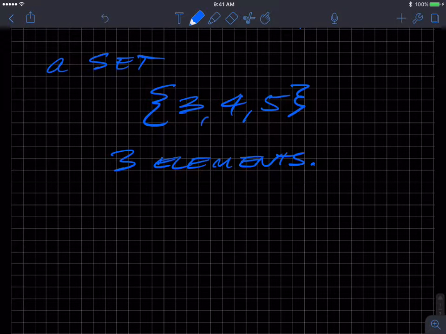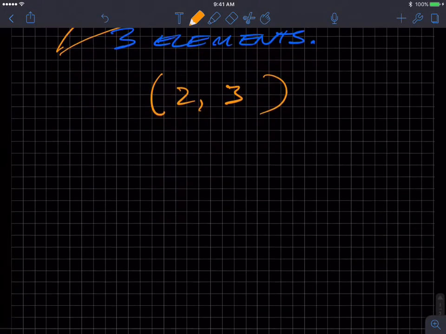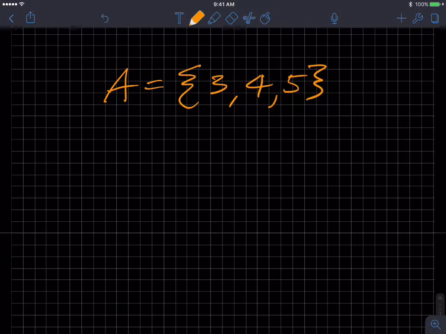And note that we have curly braces here. These curly braces are what we would normally use for set notation. So that helps define it as a set, as opposed to parentheses (2, 3). That's not a set of 2, 3. That's typically an ordered pair, or there are other ways that we use the parentheses as notation. But in this particular case, these curly braces mean a set of elements, and the elements in this set are 3, 4, 5. We can also define this set and refer to it as just a letter. For instance, we could say that A is the set of the numbers 3, 4, and 5. Okay?